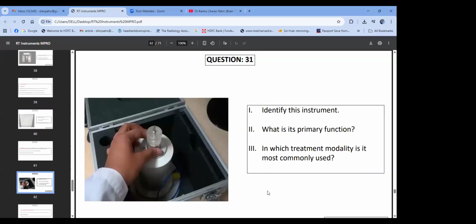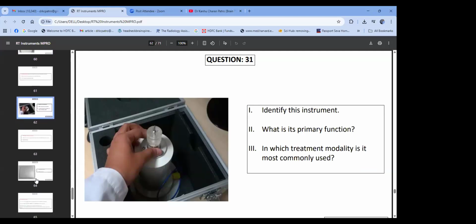So identify the device and its primary function and the treatment modality in which it is most commonly used. So this is a well-type ionization chamber. It measures the source strength of sealed radioactive sources, and the treatment modality in which it is commonly used is brachytherapy.